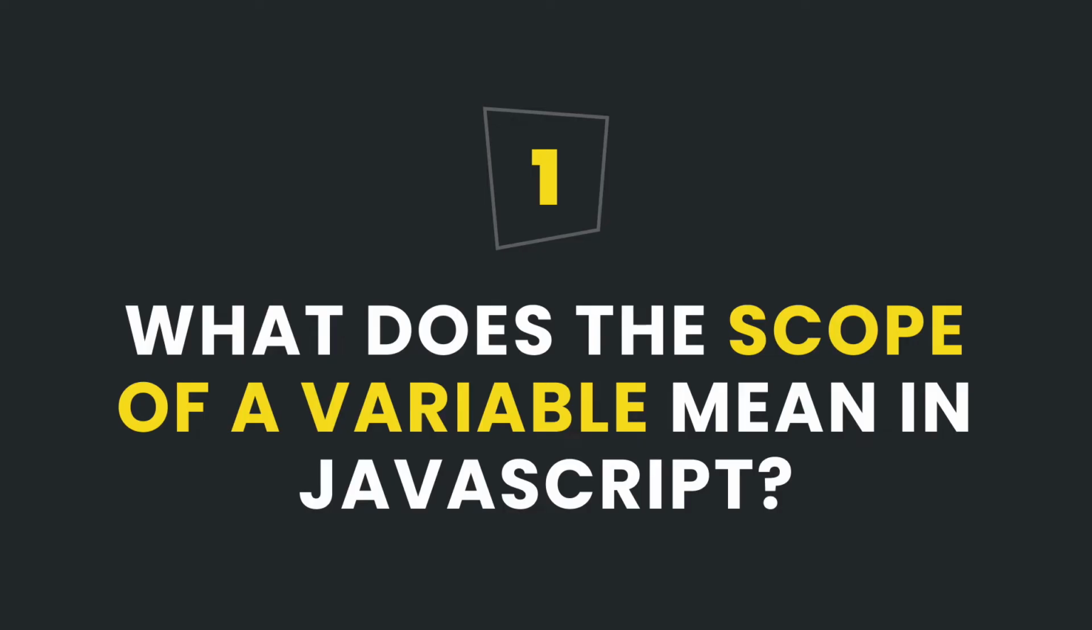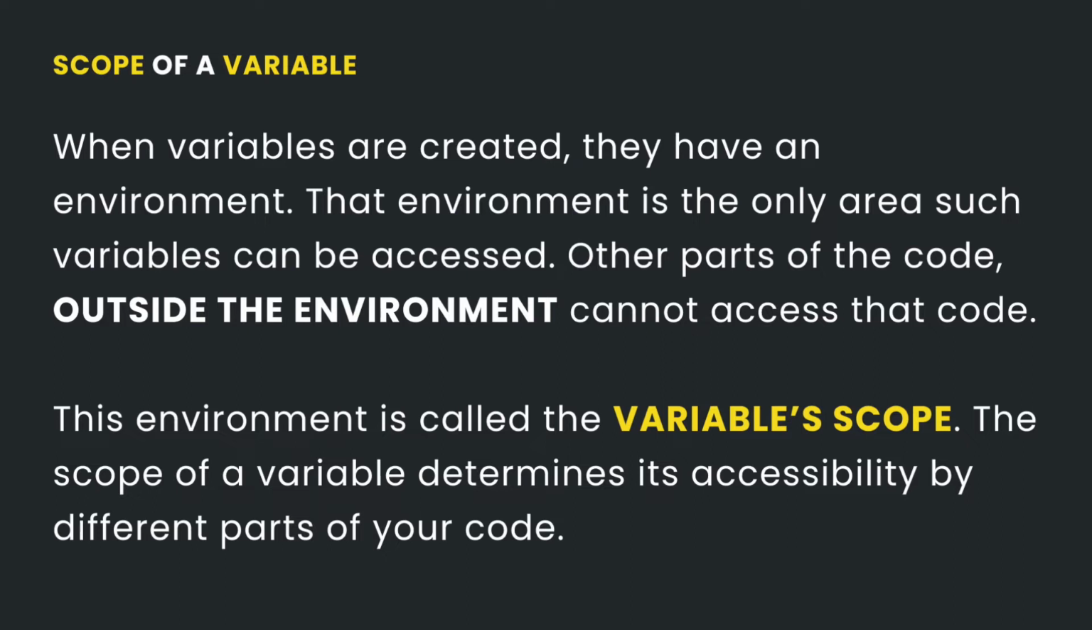The first question I have here is, what does the scope of a variable mean in JavaScript? When variables are created, they have an environment, and that environment is the only area such variables can be accessed or referenced. Other parts of the code outside the environment cannot access that code. This environment is called the variable's scope. The scope of a variable determines its accessibility by different parts of your code.